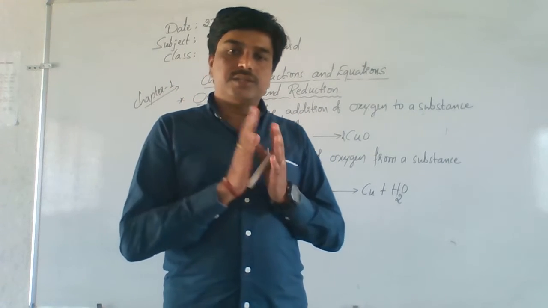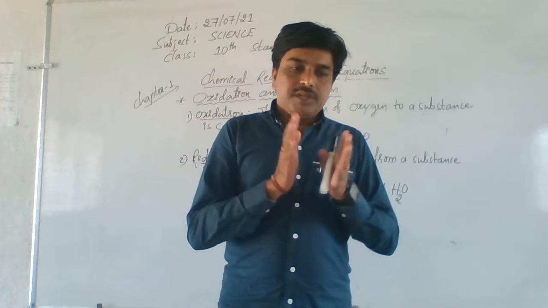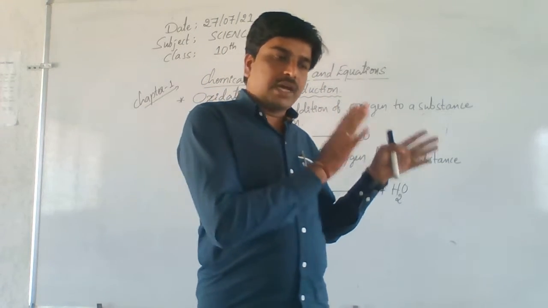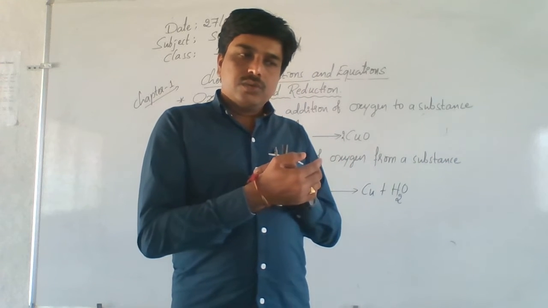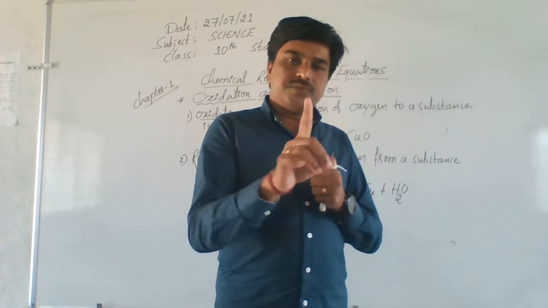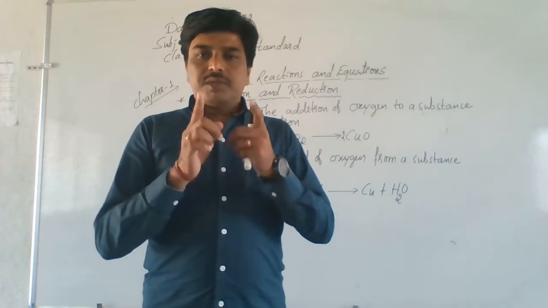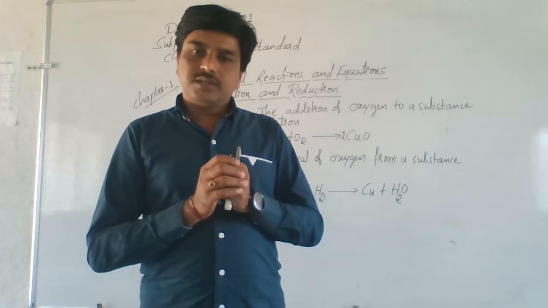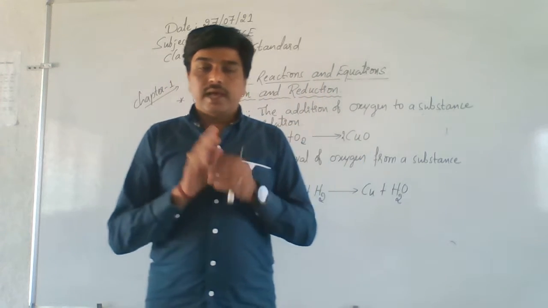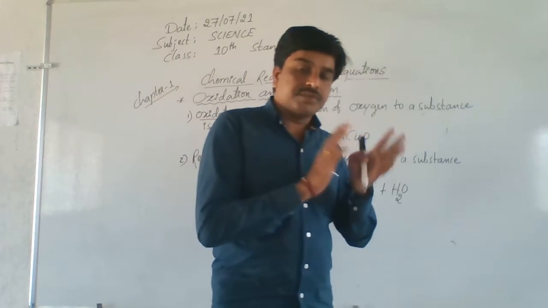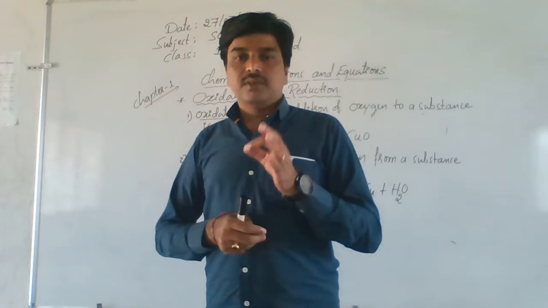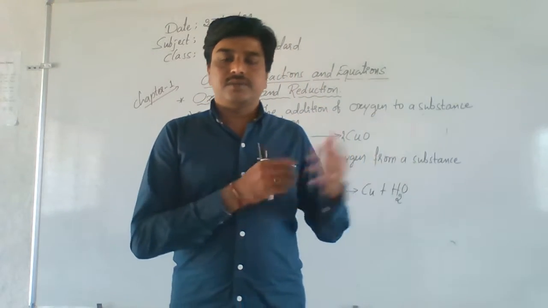Precipitation and neutralization reaction. So precipitation means if a double displacement reaction happens, and one of the products is a precipitate. If the precipitate is formed, that is said to be a precipitation reaction. Understand? Come to the second one, neutralization. It happens only when acids react with bases. When acids react with bases, that forms salt and water.